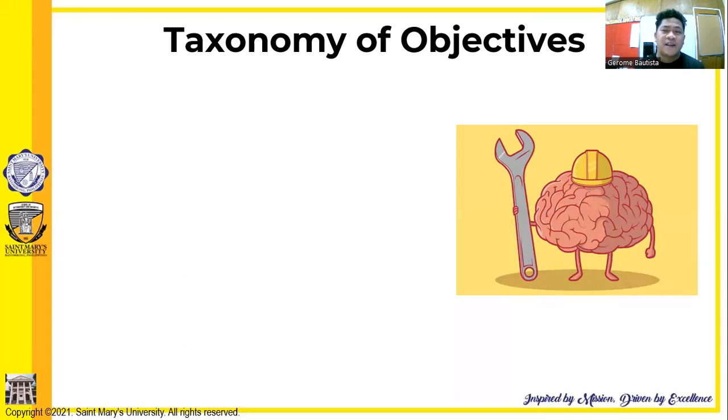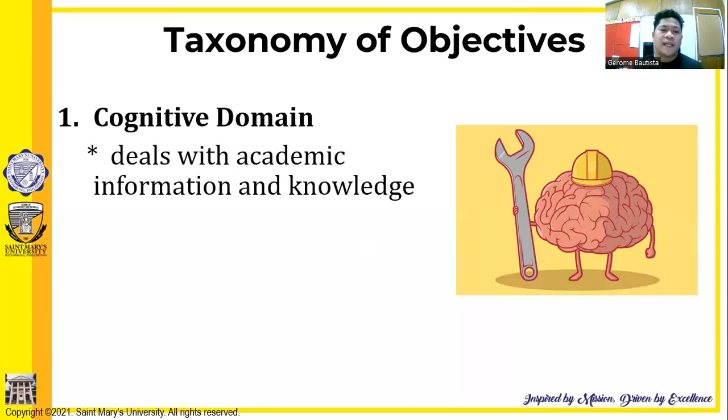It is not enough that we are teaching for the brain, for the mind, but we also teach for the body and for the heart. So we begin with the cognitive domain. So this is about dealing with academic information and knowledge. Our objectives are based on what we want our students to know. Okay?